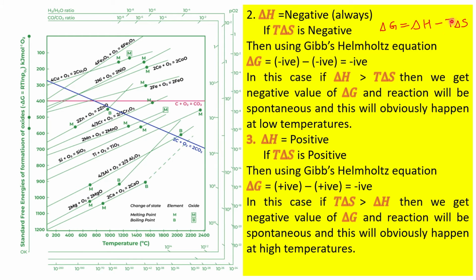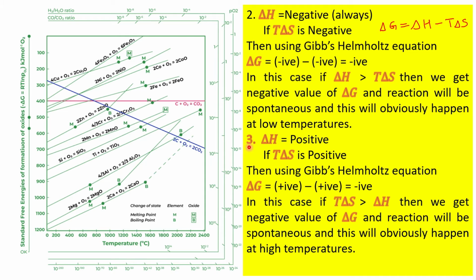See, when T is quite low, this parameter will also be very, very low. But this value delta H is very, very high, which means a very high negative value. So this delta H can easily overcome this value. Finally, this overall right hand side would be negative, which makes delta G also negative, and the reaction would be spontaneous, right?